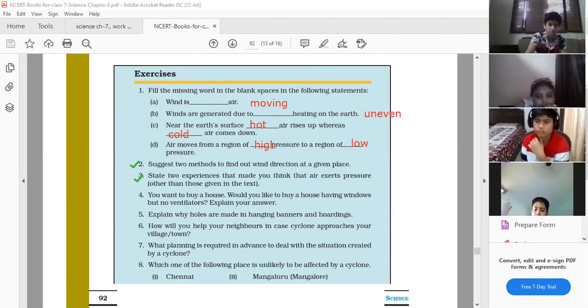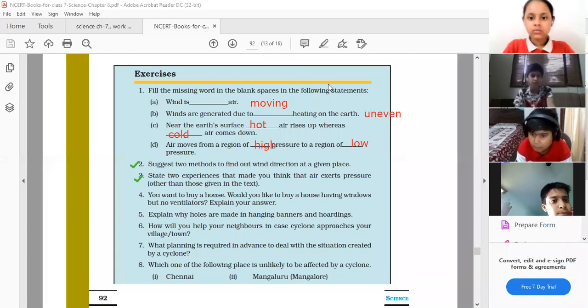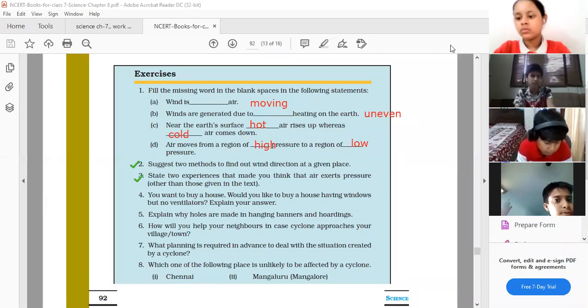Ma'am, we can take a stick, two balloons and a thread. We can glue the balloons of same size and then attach them to the thread. Then blow the air between them and they are coming closer to each other. This shows that the air exerts pressure. Okay, this is in the book, but other than the book you have to give a very simple example. Anupriya, you can give another example of it.